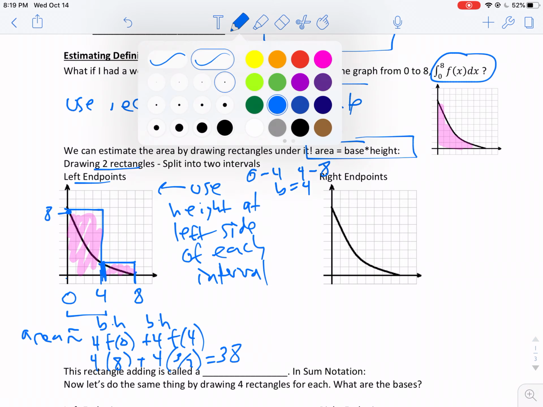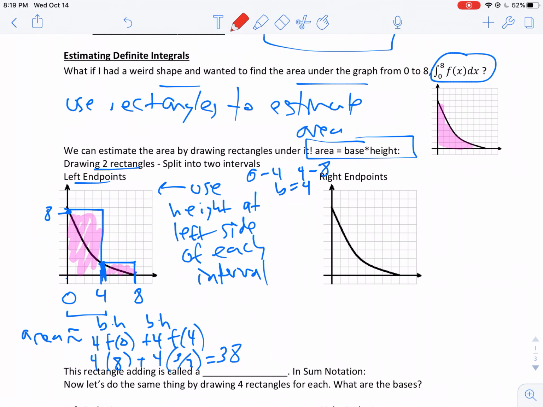But you might say, Boris, lefties are losers. What if we did this using the right endpoint? What if we use the height at the right endpoint, at the right side of each interval? This is another way that you could do it. It's called a right Riemann sum.